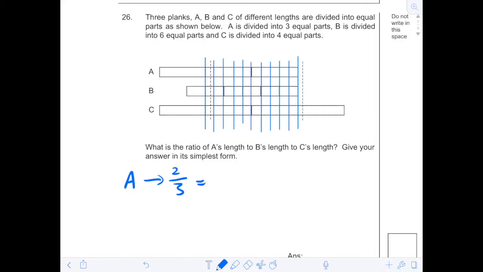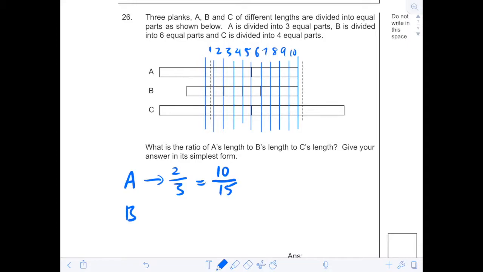Now we count within a region whereby the lines meet, and you'll be able to see that it's made up of 1, 2, 3, 4, 5, 6, 7, 8, 9, 10. There are altogether 10 units here. So for A, for the numerator to change from a 2 to a 10, you have to multiply by 5. So the denominator will be 3 times 5, you get 15.